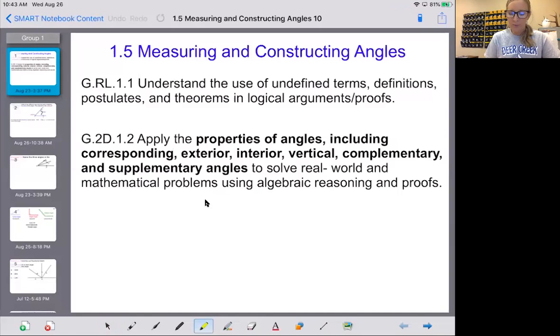We're going to be talking about the properties of angles. We're going to be talking about the specific types of angles. So you might have heard some of them already before. Complementary and supplementary, I think you've heard those names, but we are going to also talk about corresponding, exterior, interior, and vertical angles. So let's go ahead and get started.